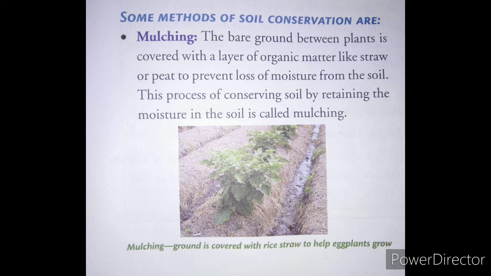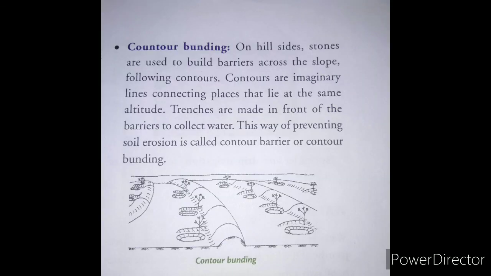by building some barriers. I will help you to understand by explaining the contour farming in the next slide. Let us see what is contour farming. As you can see on the screen, people used to make some hills, so that the stones are used to build barriers across the slope.